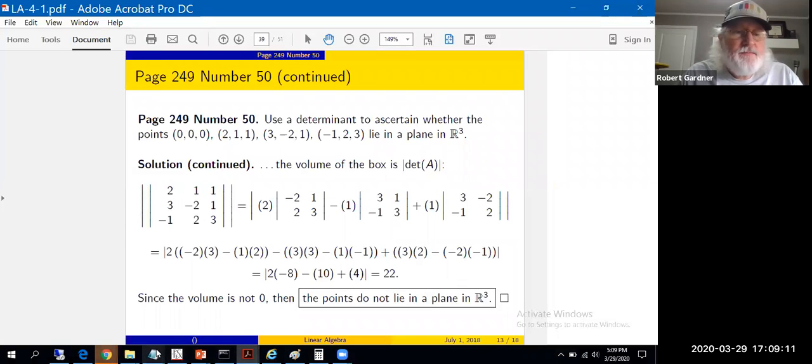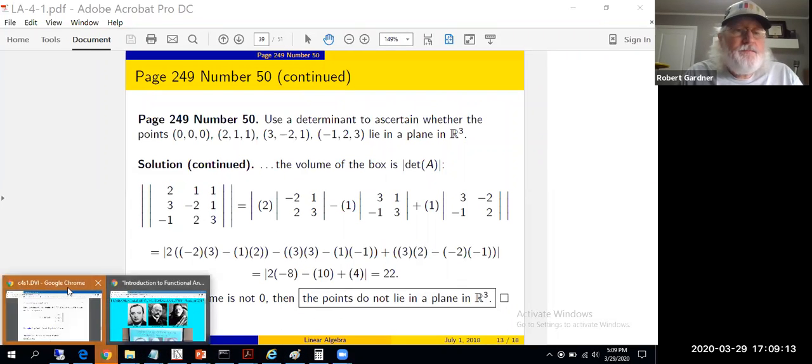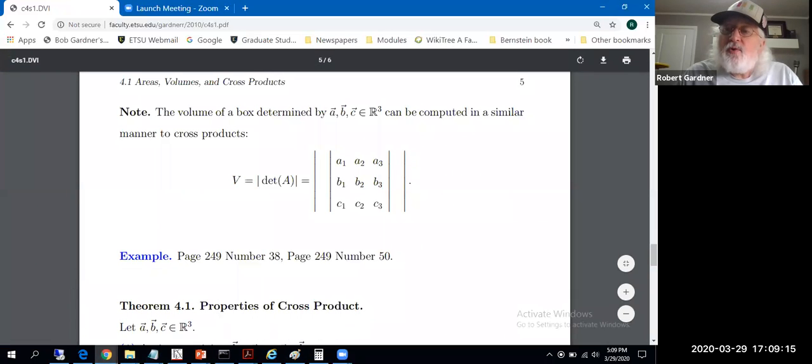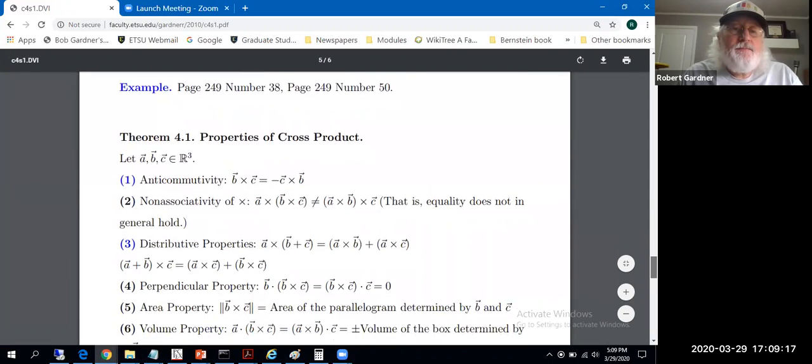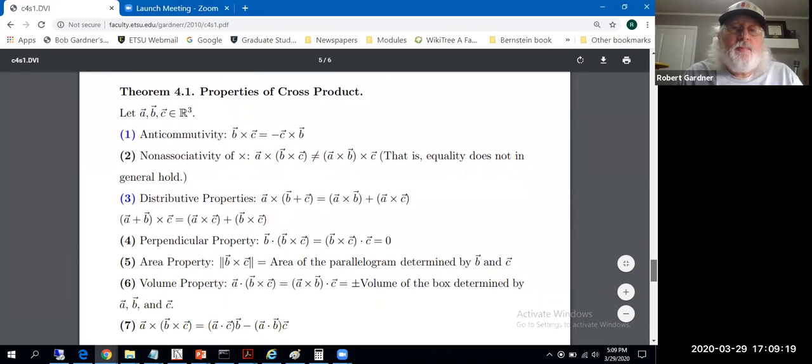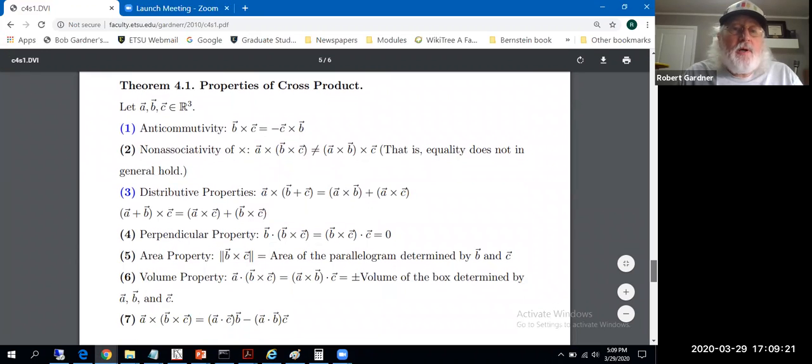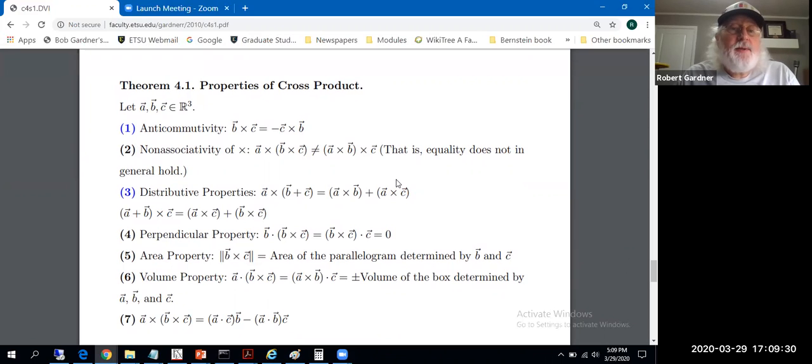Back to the notes. And properties of cross products. Okay. Cross products, peculiar to R3, satisfy the following. Some surprising, some not so surprising.